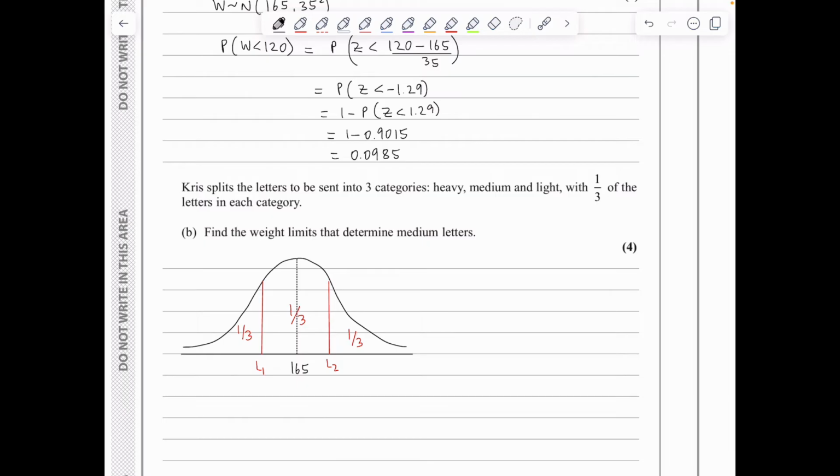So from this, we can see that the probability of the weight W being less than L2 should be equal to 2/3, which is all of this area here. And this can be written as 0.6667. So I will standardize once more. So it's the probability of Z less than L2 minus the mu of 165 divided by 35, which was the standard deviation, and this is equal to 0.6667.